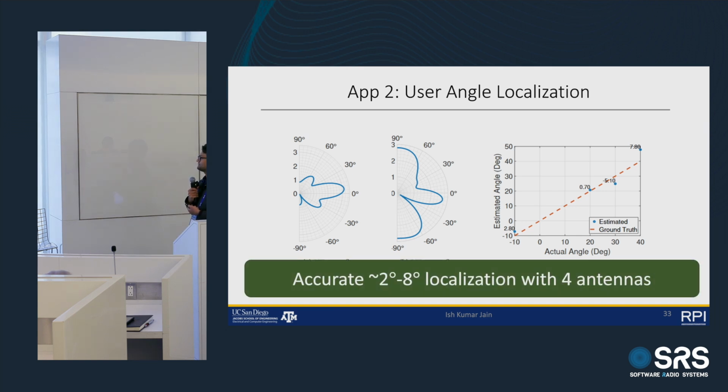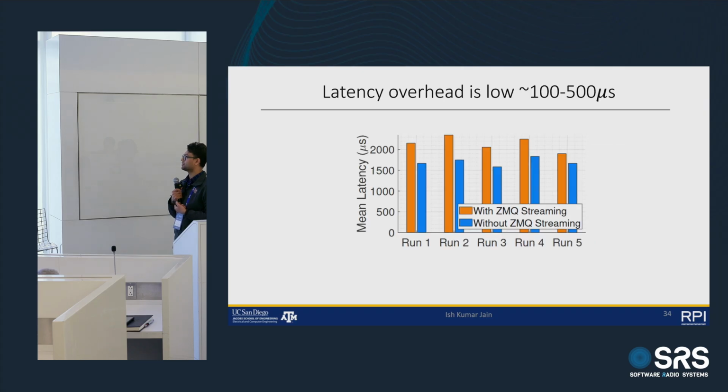The accuracy for localization is around 2 to 3 degrees when the angle is close to 0, and when the angles are a little farther apart, around 40-50 degrees, the accuracy is also good enough, around 7-8 degrees. So this is good. You can start thinking about building more sensing applications on top of this.